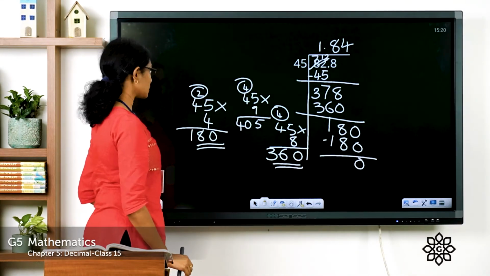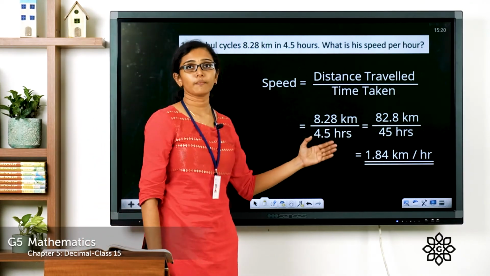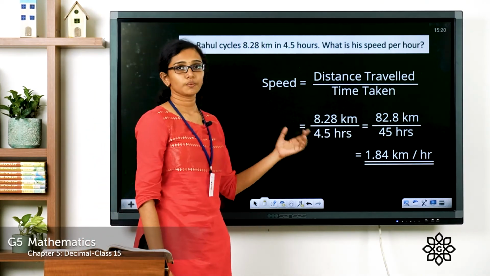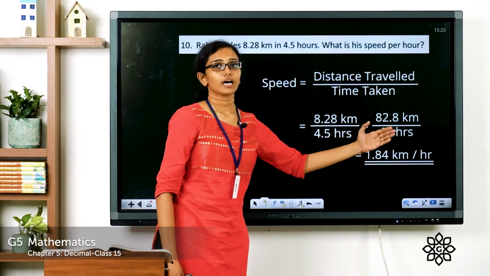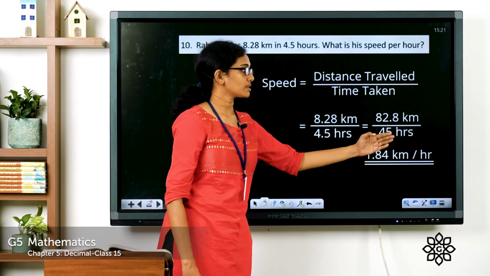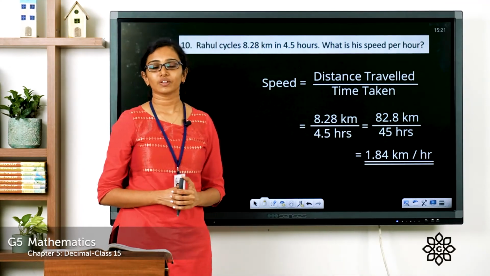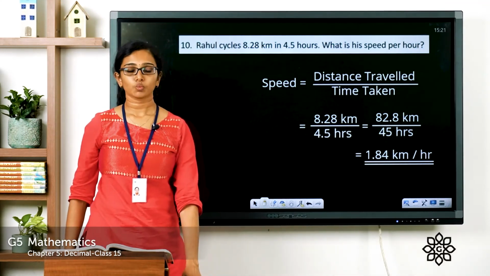So the quotient to this division is equal to 1.84, which is the speed that Rahul cycles. 1.84 kilometer per hour. Unit of speed is kilometer per hour. Hope you are clear with this question. Now let's see the next one.